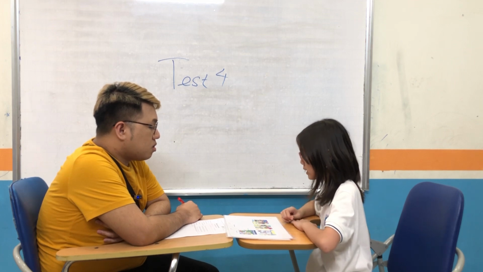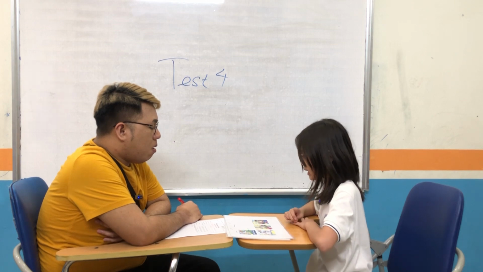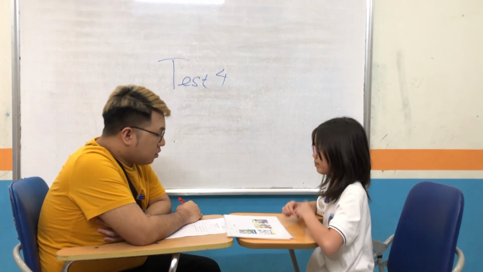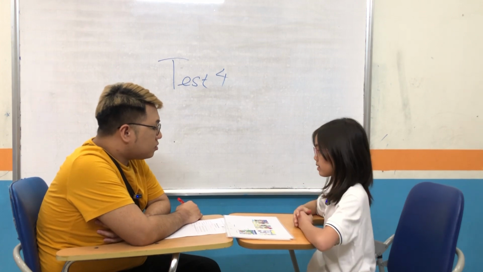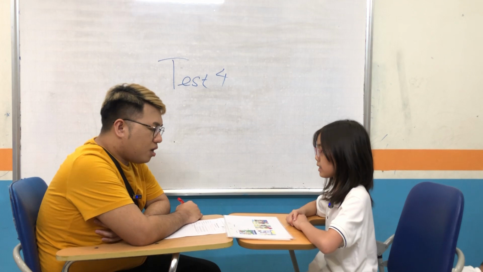Picture four, she is very happy and she is with her friends dancing in her home. Dancing in the house, and is she happy or is she sad? She's very happy. Okay, great.